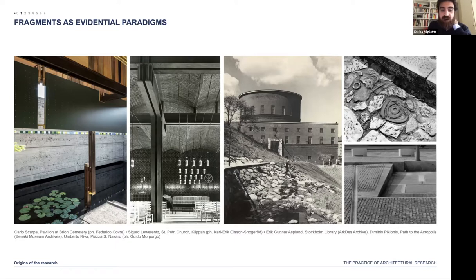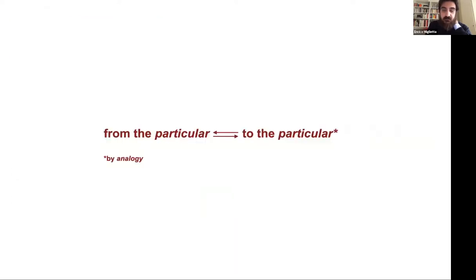Their work for me was also the starting point for a research on how we can intend the work of fragmentation from modern times until our days. And in fact, what is interesting is that they also seem to indicate a third possible way of the fragment, or a movement that goes from the particular to the particular, in a way that is not of deductive and inductive logic, but of analogy. And we will deepen this thought in a few slides.